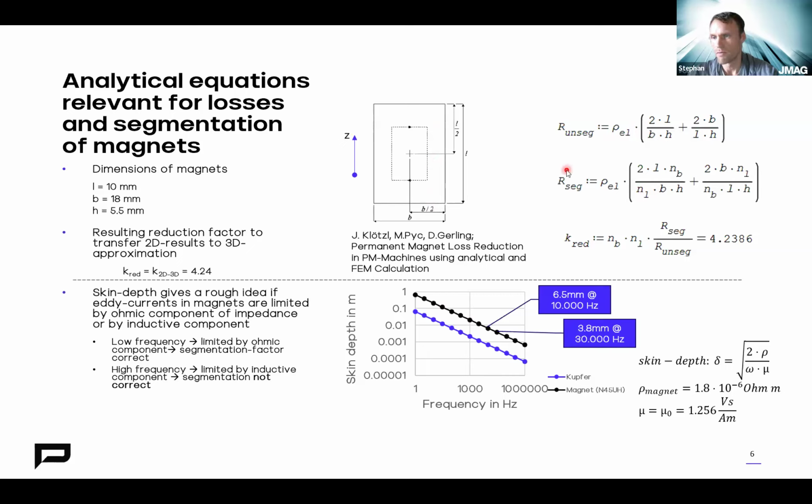And now if you want to calculate the reduction factor, if you go from the unsegmented resistance to the segmented resistance, we just put these two values in relation and multiply it with the number of magnets we have in the end. And in this case, for this dimension, we get a reduction factor of 4.2.